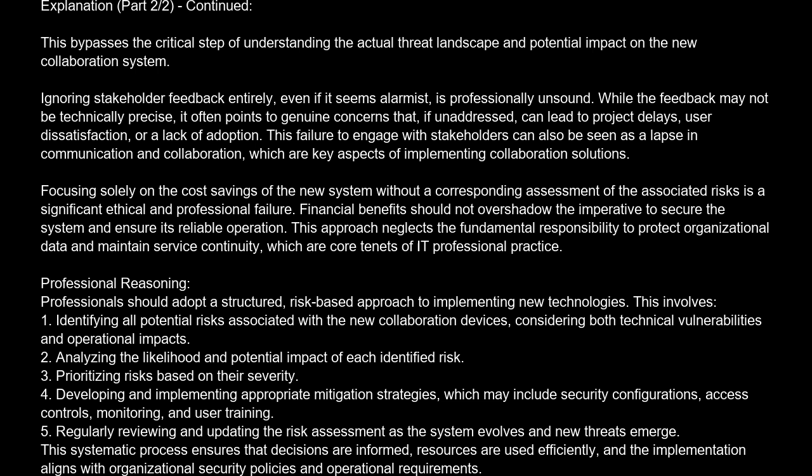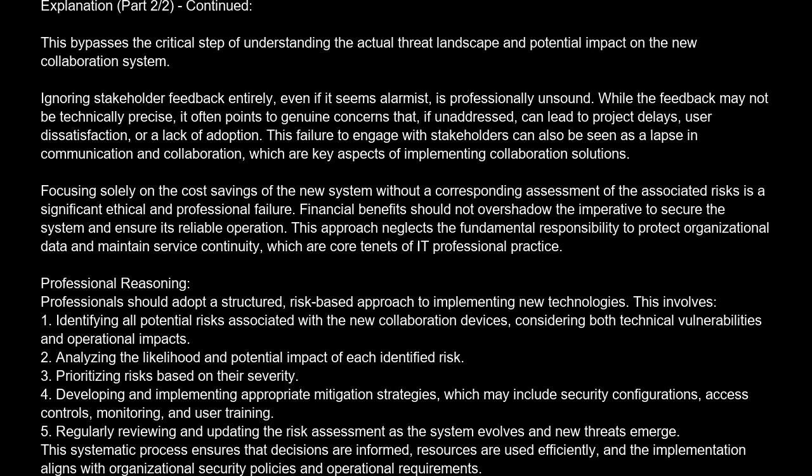Focusing solely on the cost savings of the new system without a corresponding assessment of the associated risks is a significant ethical and professional failure. Financial benefits should not overshadow the imperative to secure the system and ensure its reliable operation. This approach neglects the fundamental responsibility to protect organizational data and maintain service continuity, which are core tenets of IT professional practice. Professional reasoning. Professionals should adopt a structured, risk-based approach to implementing new technologies.